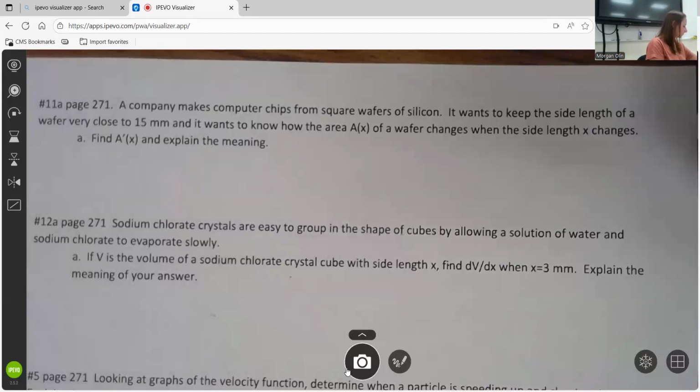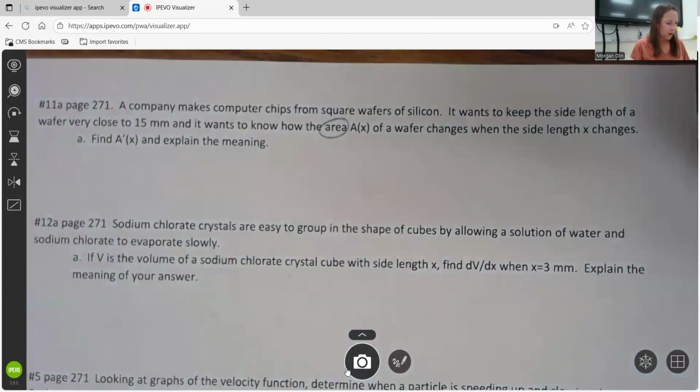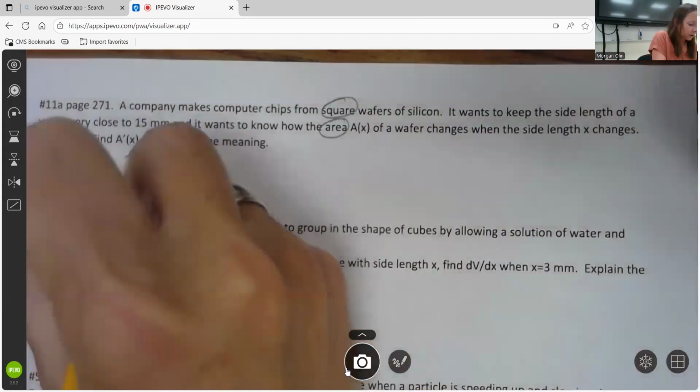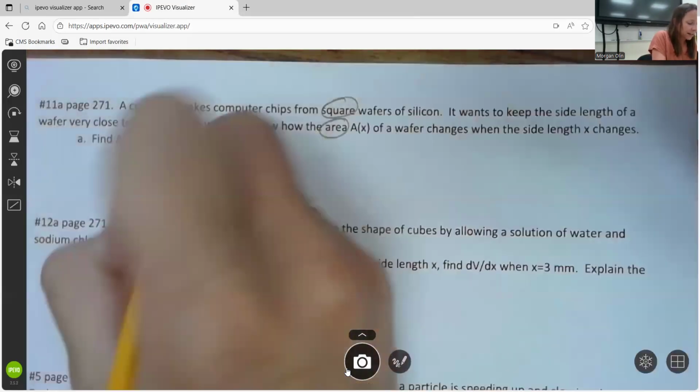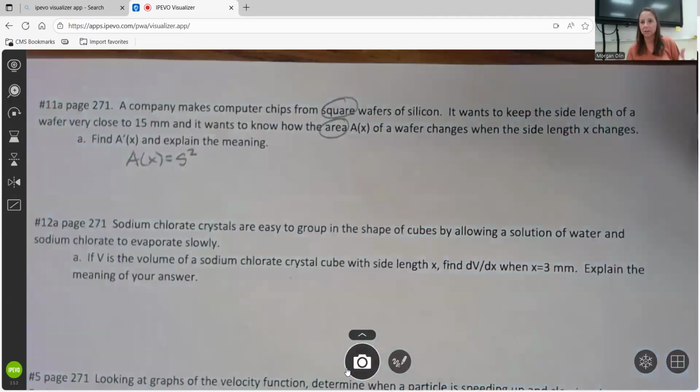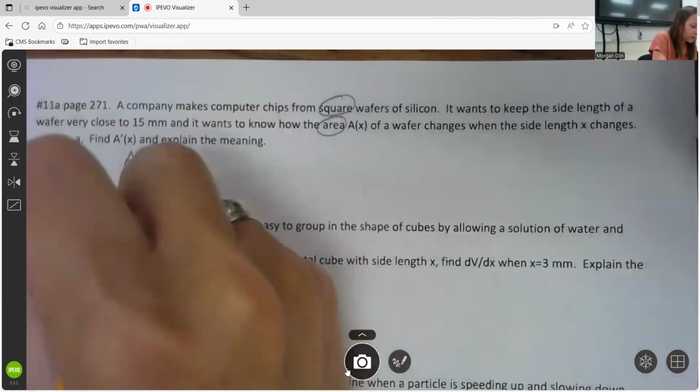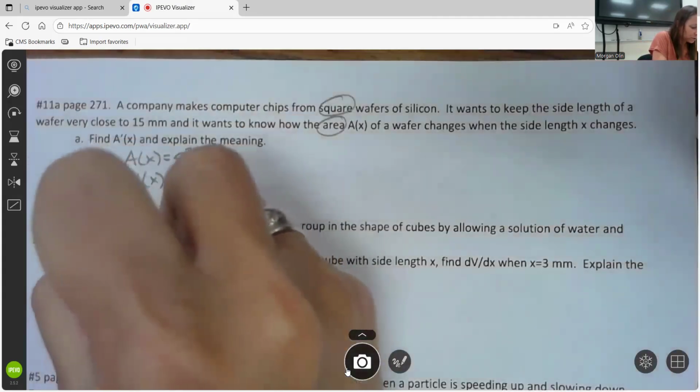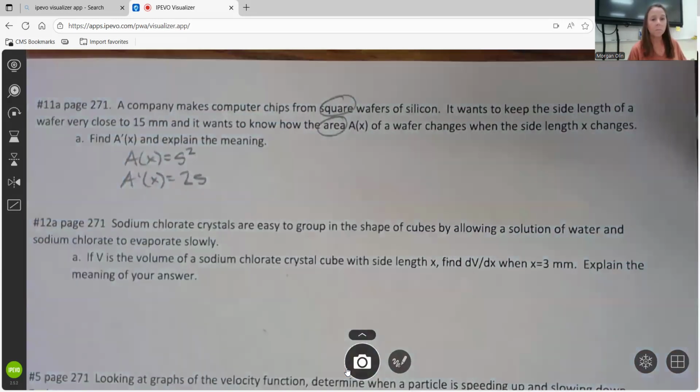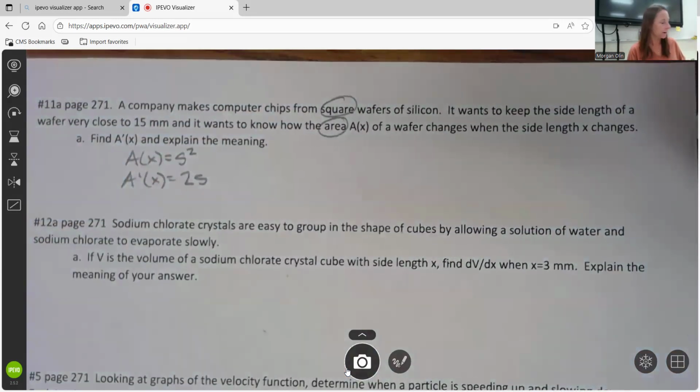Pulling out my notes here. So here we want to find and explain the meaning. First off, we don't actually have a formula yet. Now, area. I see area. Do you see square? What is the area of a square? So A of x, area of a square is side squared. You may say base times height, but remember the sides are the same. So side squared. Here we need to find A prime. A prime of x is going to be 2s. Sorry, my s's look like 5.